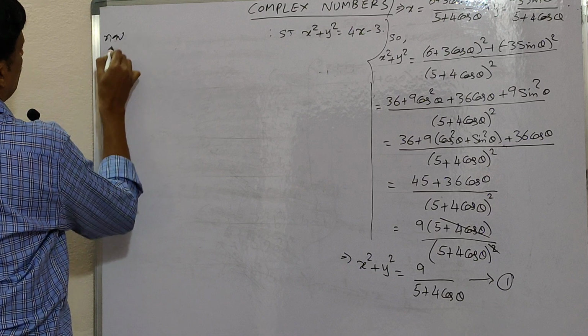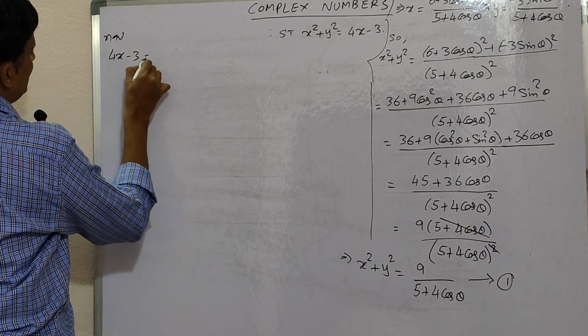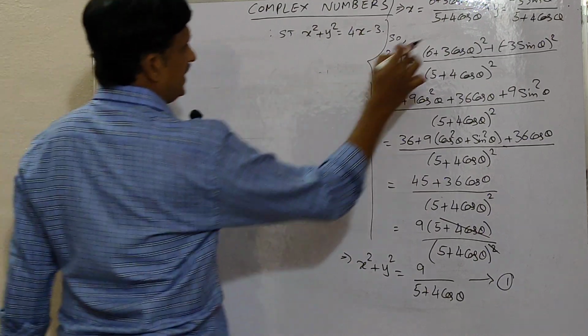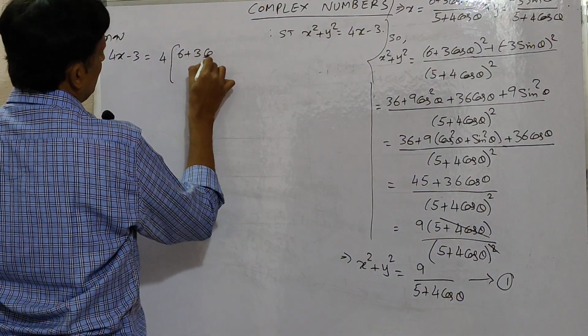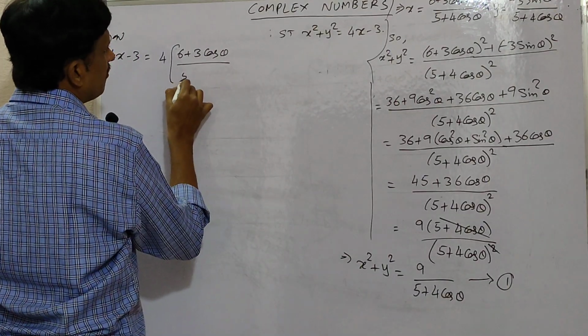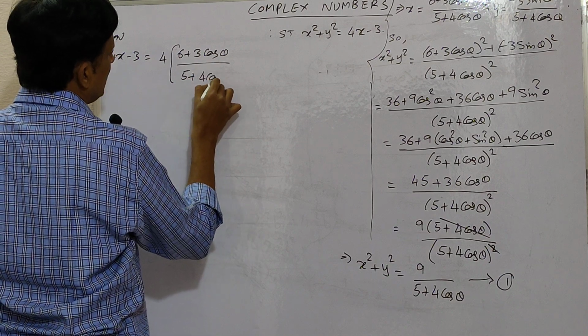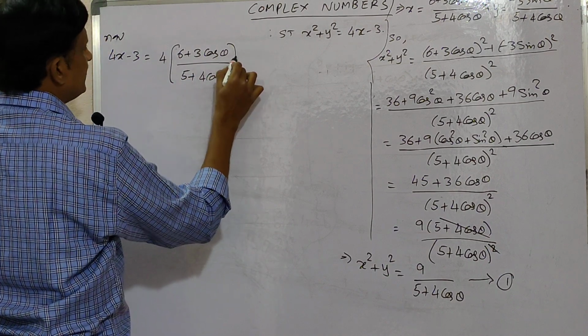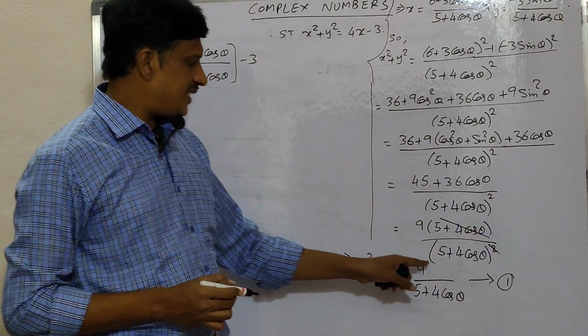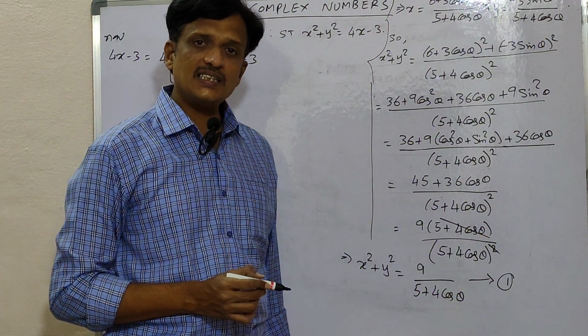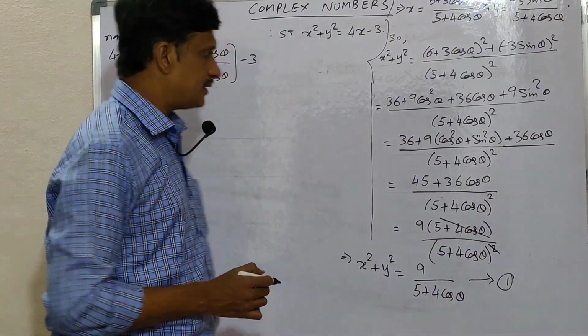Now this 4x minus 3 is equal to 4 into x, which is 6 plus 3 cos theta by 5 plus 4 cos theta, that is x. 4x minus 3: after the simplification we should get the same 9 by 5 plus 4 cos theta to say that these two are equal.